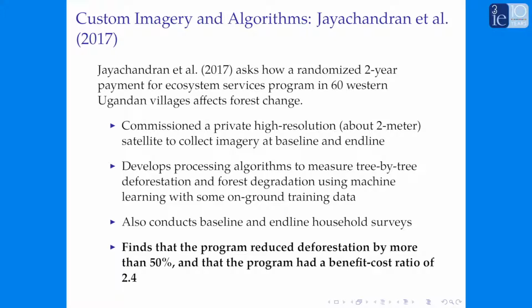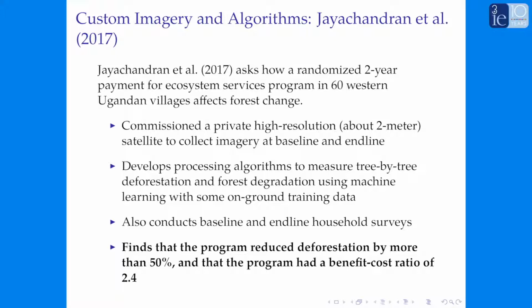To illustrate the ambition of this project, the authors commissioned a private high-resolution satellite to collect imagery at baseline and endline. And this data is so high resolution that they can actually track deforestation tree by tree.